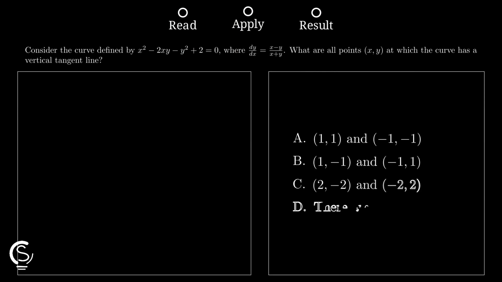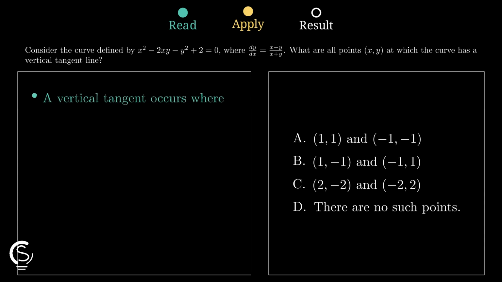Vertical tangents happen when the denominator of our derivative equals 0. Since our slope is x minus y over x plus y, we simply set x plus y equal to 0. That means y must equal negative x for a vertical slope.